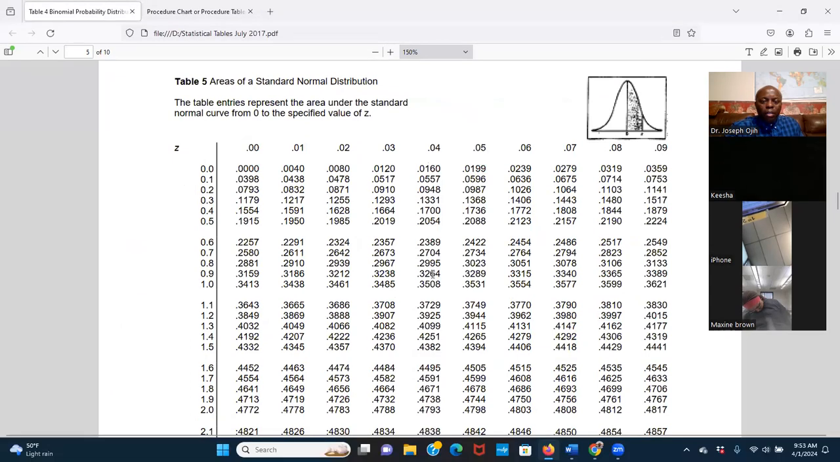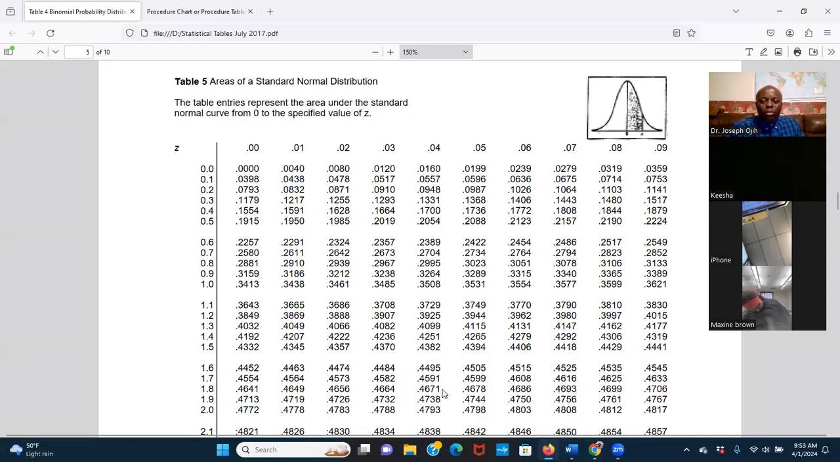0.3. I didn't see 3. I see 2967, which is very far. 2995. 3023 is 23 points away. But this one, 2995. Let's assume that there's no decimal point.